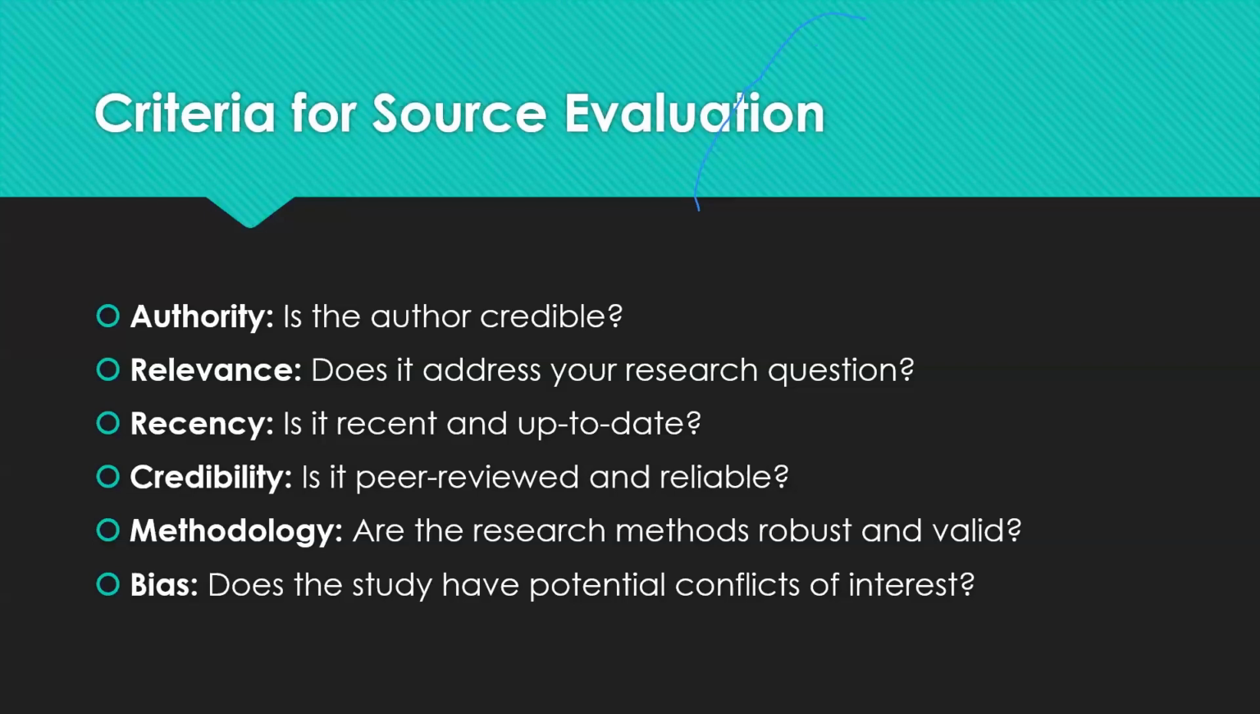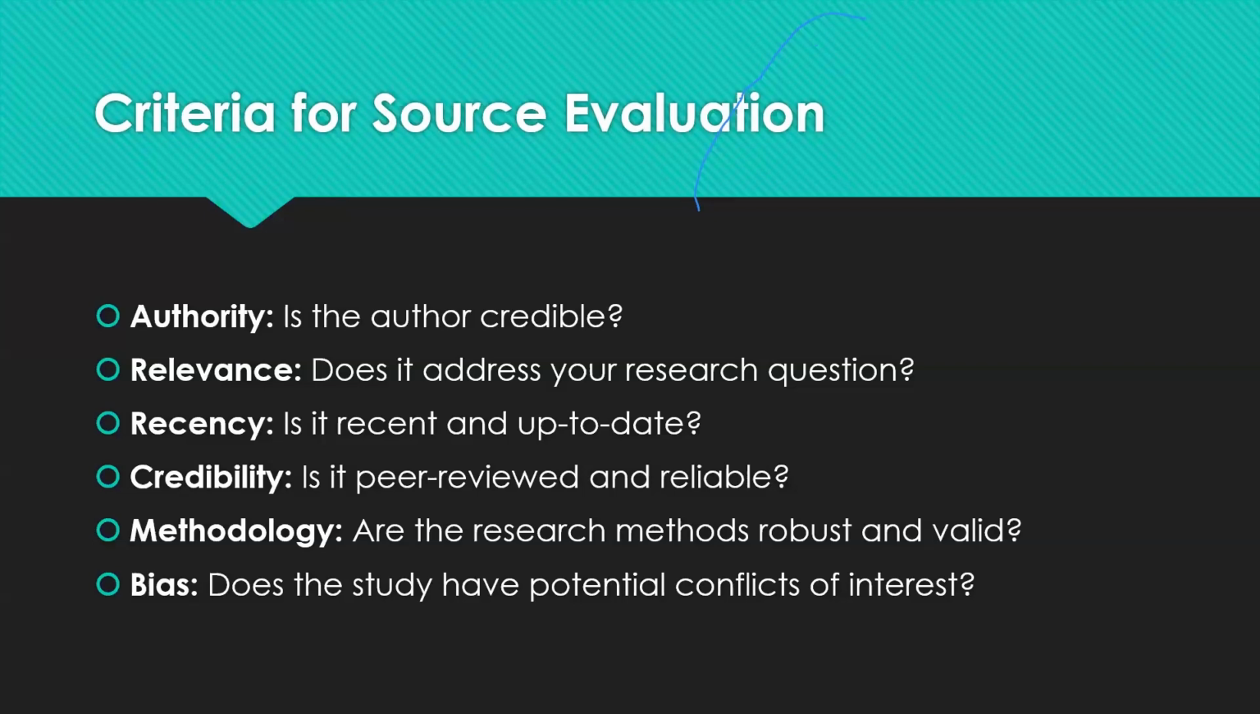So methodology focuses on the research methods and how valid they are. That is the research robustness, where you are able to assess the data, whether the study is used for all the research methods and whether appropriate data collection techniques are used for the methodology you have adopted. The next one talks about bias.